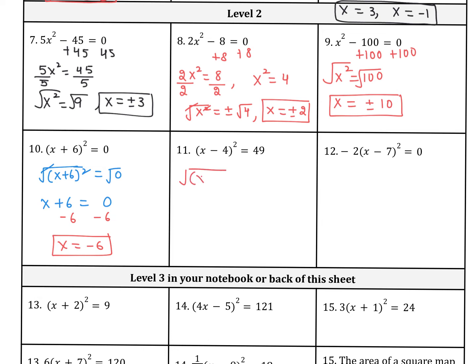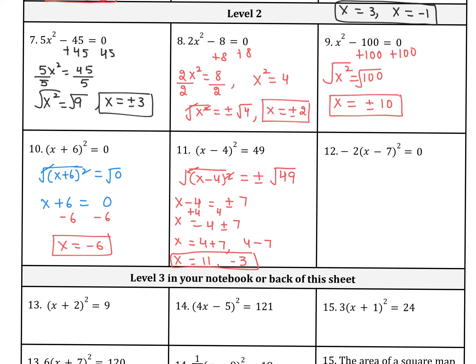Number 11, take the square root on both sides. And this time you have a plus or minus 49. You're going to get x minus 4 equals plus or minus 7. When you add 4 on both sides, you're going to get 4 plus or minus 7. It means you have two equations. One is 4 plus 7 and the other one is 4 minus 7. And two answers, which are 11 and negative 3.